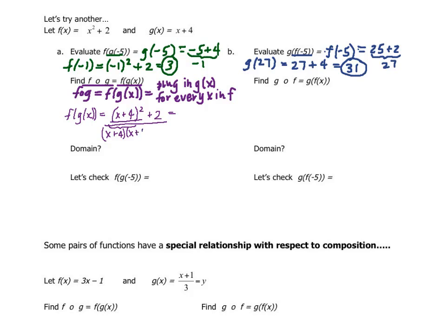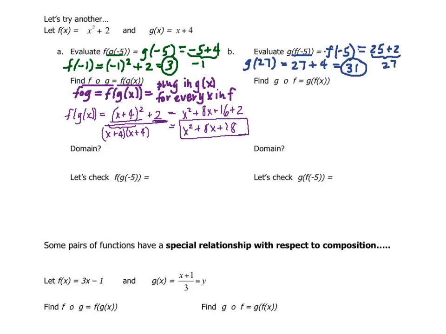Remember, we have to FOIL that out. We don't just square both terms. So we end up with x squared plus 8x plus 16 when we FOIL that out, and then we can't forget to tack on that plus 2 on the end. Okay, when we combine like terms, we get x squared plus 8x plus 18. That is our final simplified answer for f of g of x.